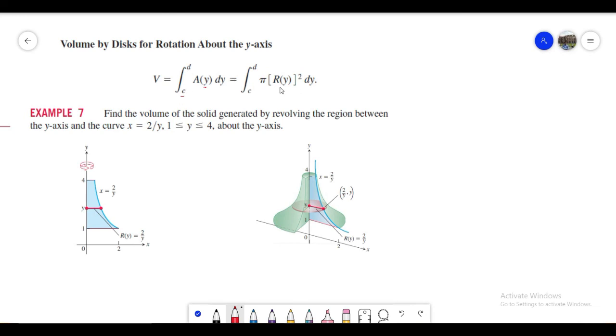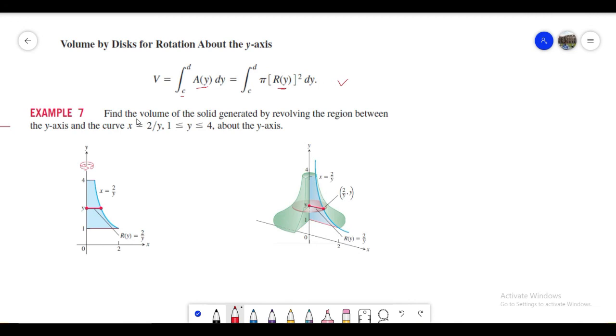And of course here we will find the radius in terms of y. So this is the formulation for the volume by the disk for the rotation about the y-axis. So everything is the same as before, but here we only have to change the axis from x to y, because the revolution of the solid, or of this curve, is along the y-axis. So for this I have chosen this question.